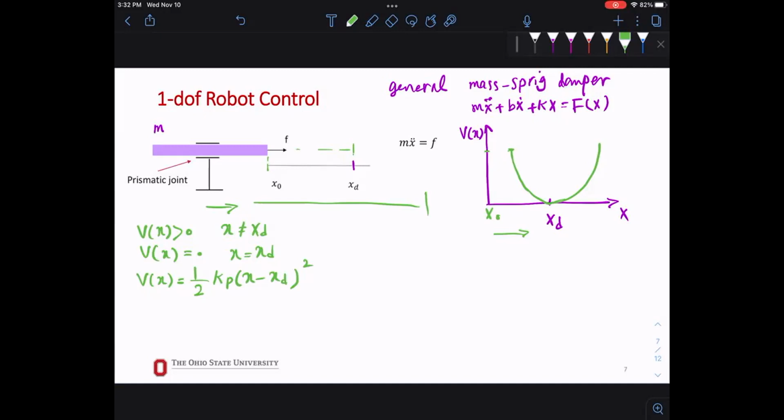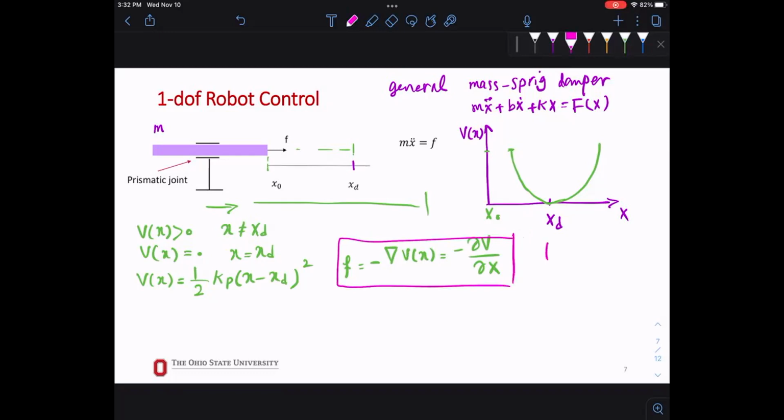So for the potential energy and the potential field, your force will be the negative gradient of your V of x, which is negative partial of V with respect to x. So that might be a new definition for you. So we're using the potential field definition. So what are the changes of my system with respect to the variable I'm trying to control?